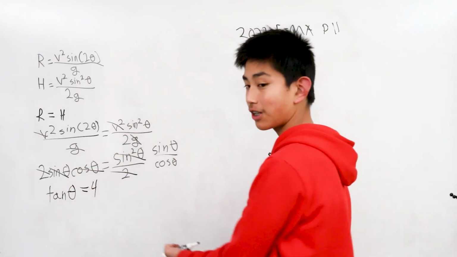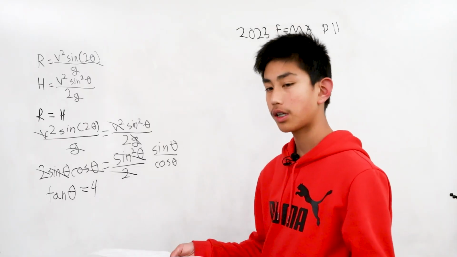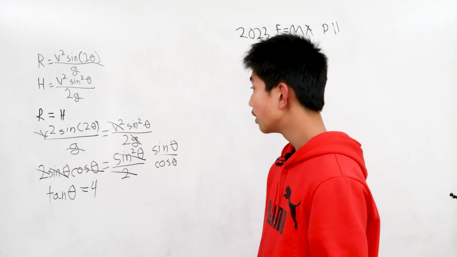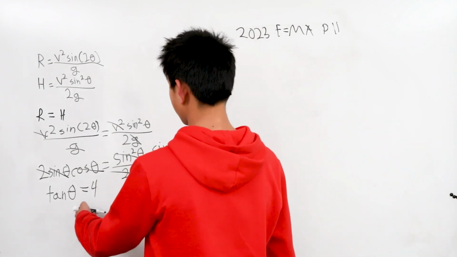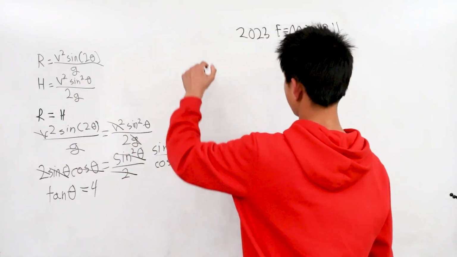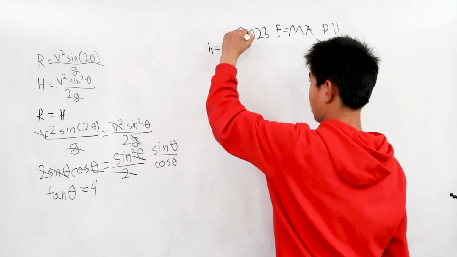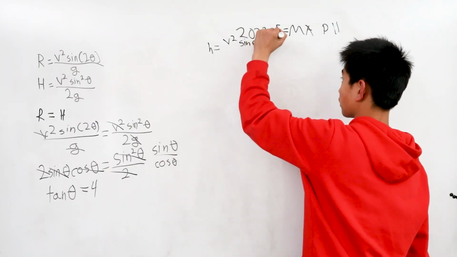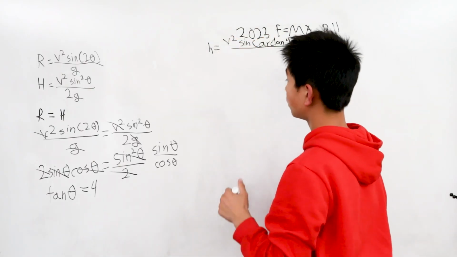So we have that. That means we want to solve for the other height, because it's thrown with the same initial speed. So we plug this angle theta into the height equation. This new height is equal to v squared sine, and then the angle is going to be arctan of 4, all divided by 2g.